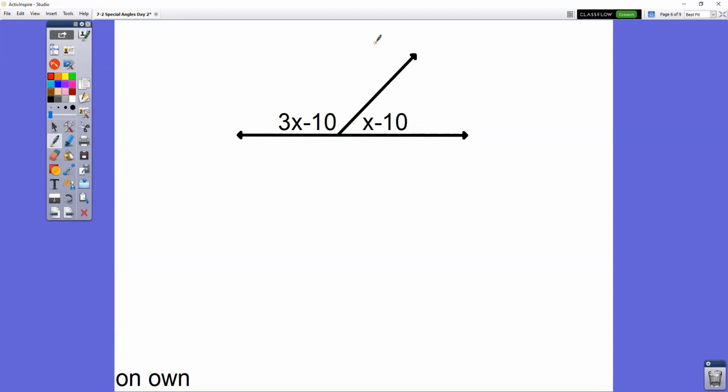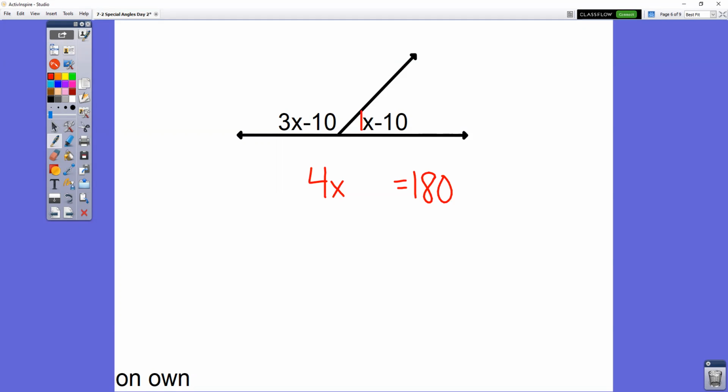So in this one, you have a picture of supplementary angles. Supplementary angles add up to 180 degrees. So we want to add together our x's and our x's. Remember, I would put a 1 in front of that x because anytime you have an x all by itself, there's really a 1 in front of it. 3x plus 1x gives you 4x.